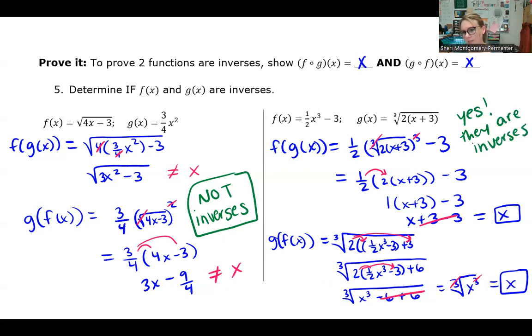So on a quiz, you would have to show me both. Yes, sir. It's 2 times 1/2. So it's like 2 times 1 divided by 2. Well, 2 times 1/2 is 1. So this turns into a 1 right there.